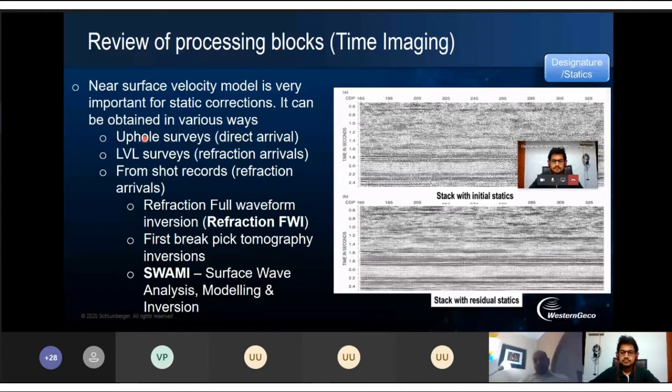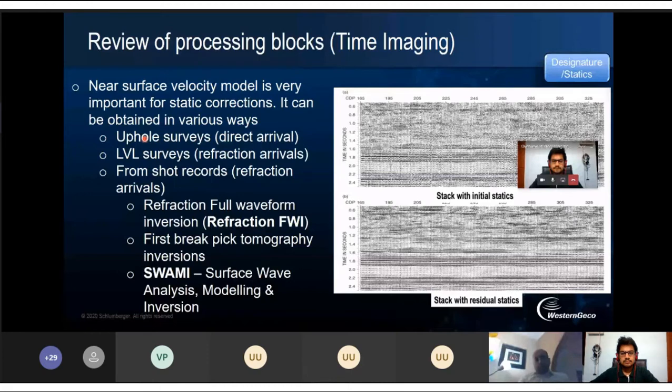You can pretty much see the image with and without statics; this is a very old image, I would say. With current processing, you will see the image much better with statics and all that, because the near surface velocity model will be more accurate in any environment, land, marine, or OBC. So you can see the difference, right? What it makes to the stack without or with initial statics, which we call the elevation statics, or the residual statics. That's the importance of statics and the near surface velocity model. That's very important for static calculation.